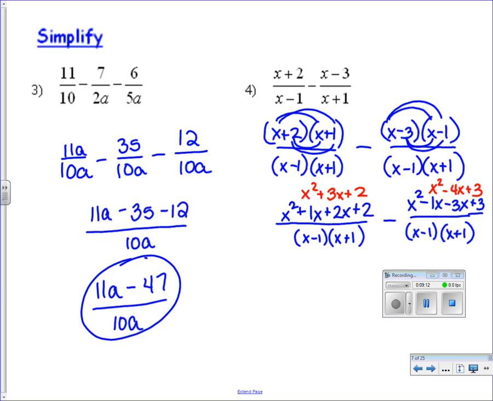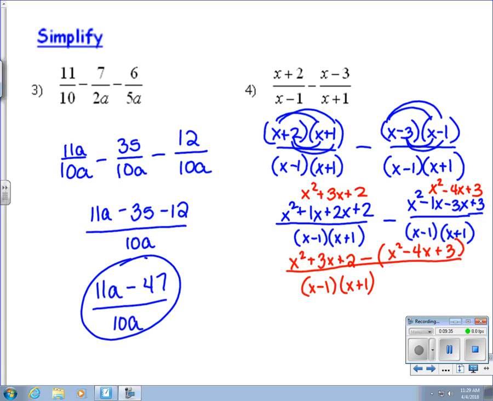Now be careful. If you're subtracting, I'm subtracting all of that. So I'll show you. I'm going to put the minus, but then I'm going to put this in parentheses to remind you that you need to distribute this minus through or you're going to get the wrong answer. We don't want that.